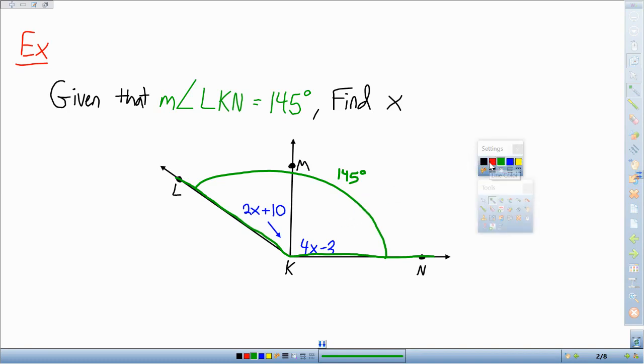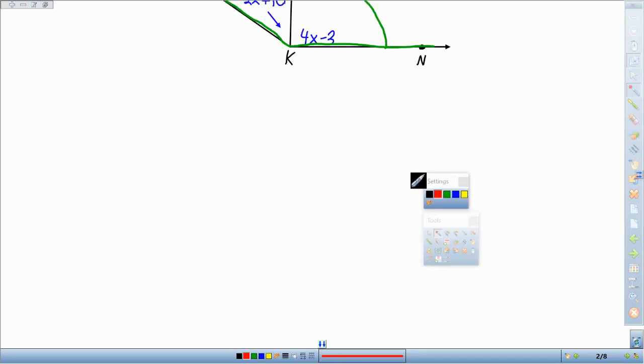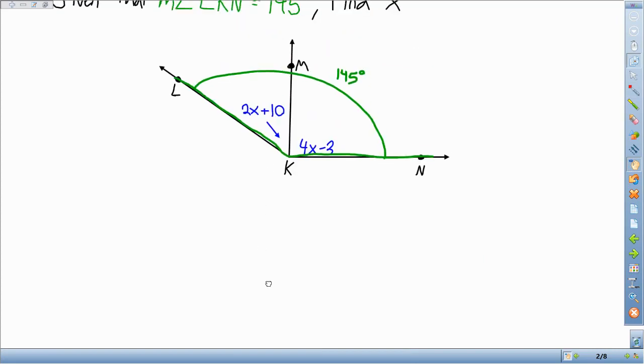Okay, so here's what I know. I know that these two angles that make up the entire thing, if I were to add those together, they would equal 145 degrees, right? That's exactly what I'm going to do. I'm actually going to write myself an equation, all right? And do this along with me, of course. So let's try it out. Whoa, that went down way farther than I wanted.